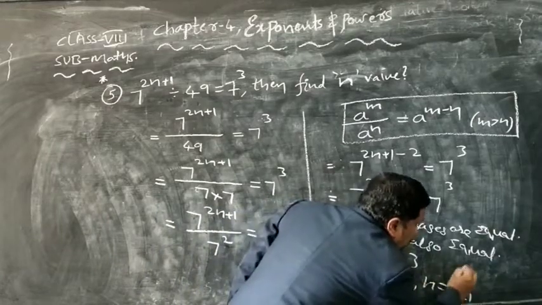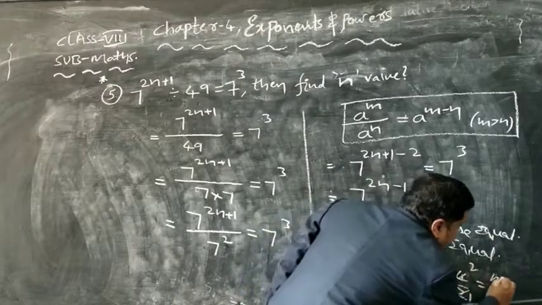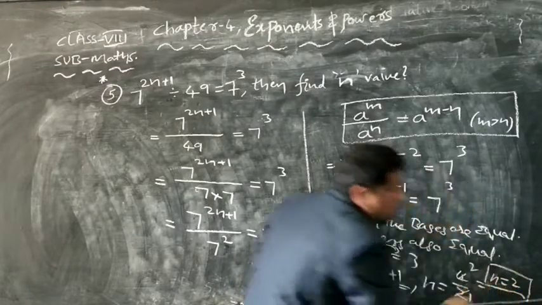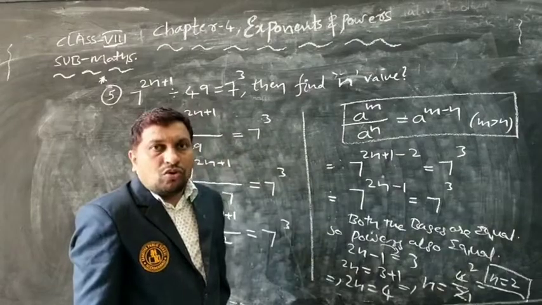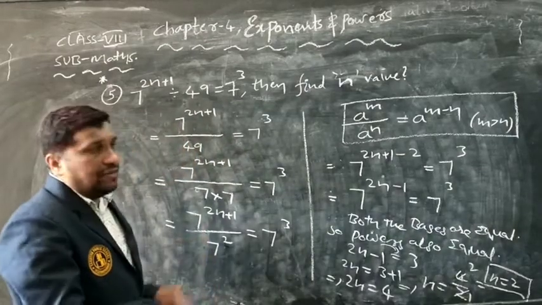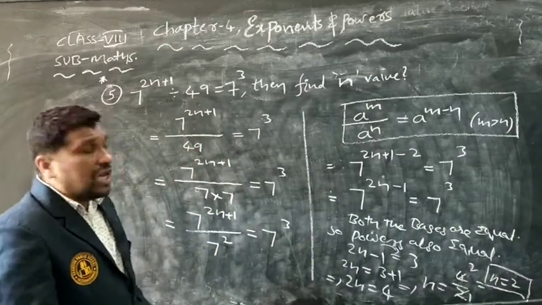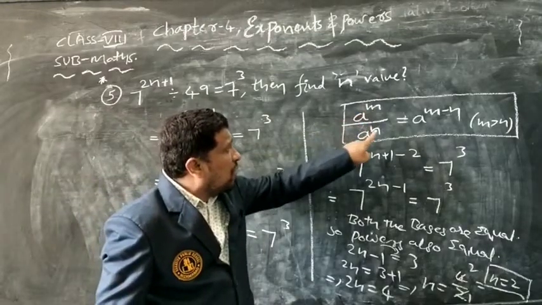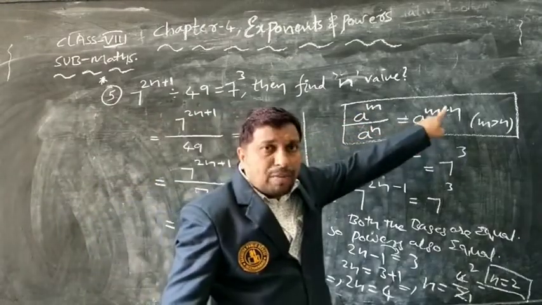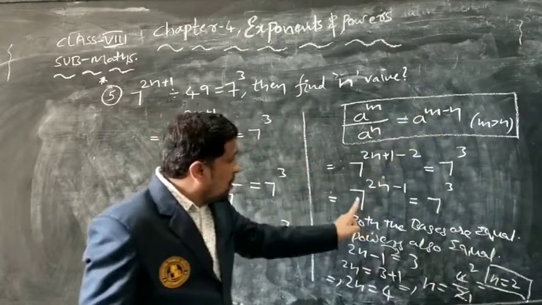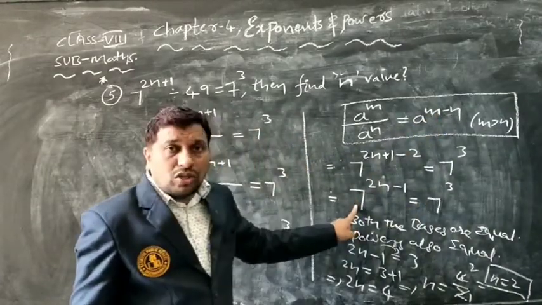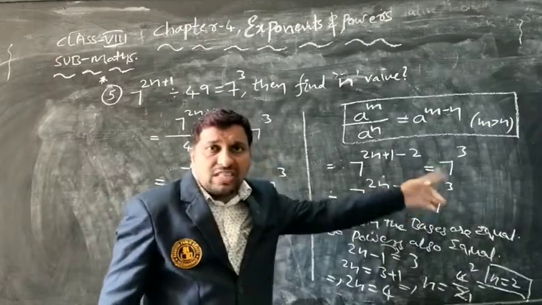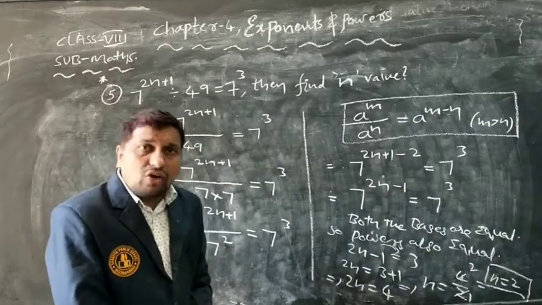2 ones are 2. Therefore, what is the n value? The n value is 2. Okay children, this is an important formula. Here we use only one law of exponents, that is a to the power of m by a to the power of n is equal to a to the power of m plus n. One more thing: here both the bases are the same, so the powers are also the same. So directly we get the value of n.